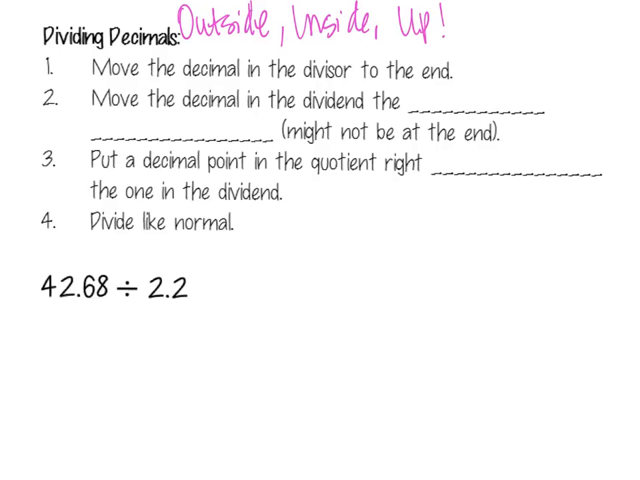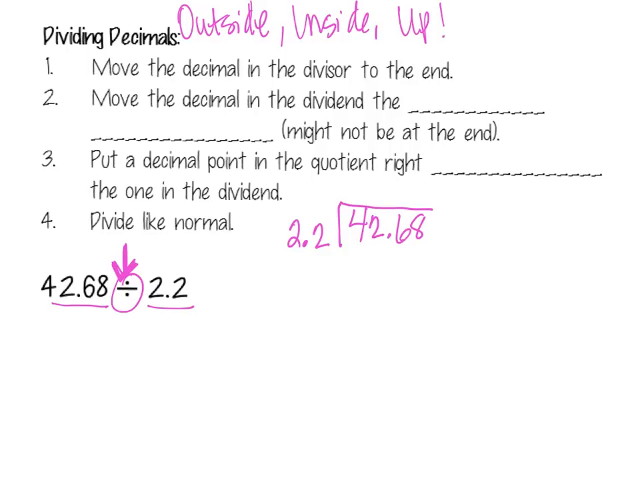First of all, let's look at this. This is 42 and 6800ths divided by 2 and 2/10. Remember, Miss Gentry tells you to write it how you say it all the time. 42 and 6800ths. When you say this divided by, you draw the house. Divided by 2 and 2/10. Okay, so now we're doing our outside, inside, up.